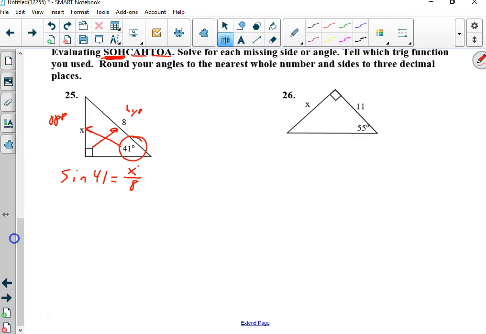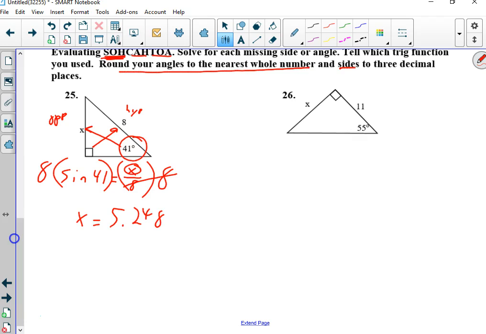I find my variable. What's happening to it? It's being divided by 8. I don't want it split up 8 ways. I want it back to the original, so I multiply by 8. That cancels the 8. That's why I multiply, because the x that I want alone is being divided up 8 ways. I want to put it back together, one whole x. When I do that, I get x equals 5.248. And notice it says angles nearest whole number, sides the 3 decimal places. So there's 1, 2, 3.